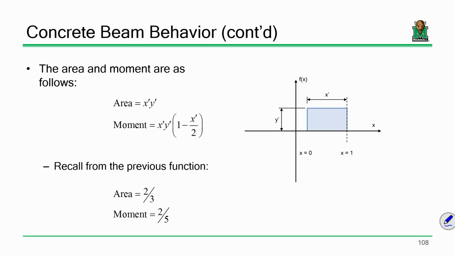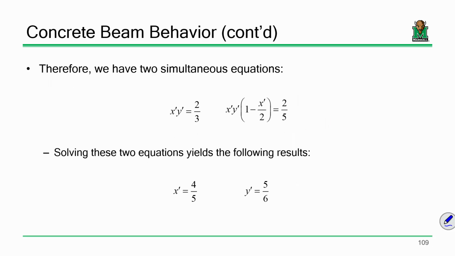What is the moment generated from that rectangle? Well, about the y-axis, it's the area times the centroidal distance, 1 minus half of the width. Everybody okay with that? So I propose to you that I've got these dimensions for this rectangle. I want to determine what those dimensions are such that the area is 2/3 and the moment is 2/5. I propose to you that if you do the math, you'll get this.